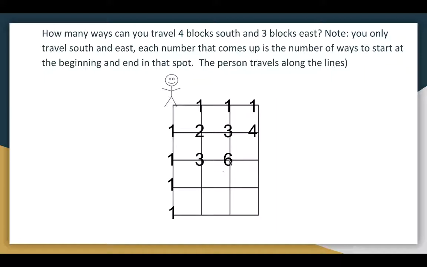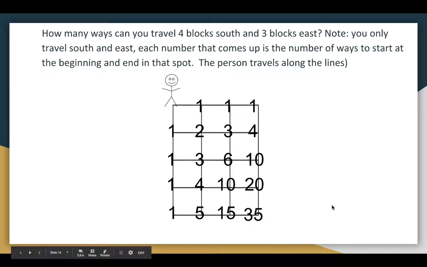But then you start to get the pattern and say if there are 3 ways to get here and 3 ways to get here, then there must be 6 ways to get here and 10 ways to get here. 4, 10, 20, 5, 15, 35. You get the hang of it, and you realize that this is actually a pattern that we've seen before, and it's actually Pascal's triangle. And this 35, we're going to see where that number comes from. So there are 35 ways to get to the bottom right corner.